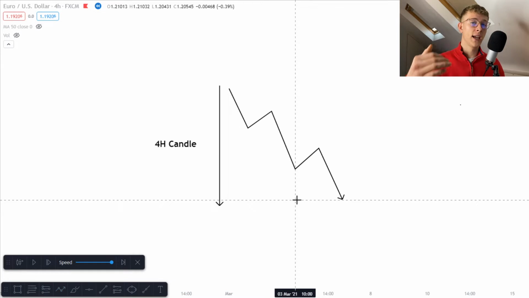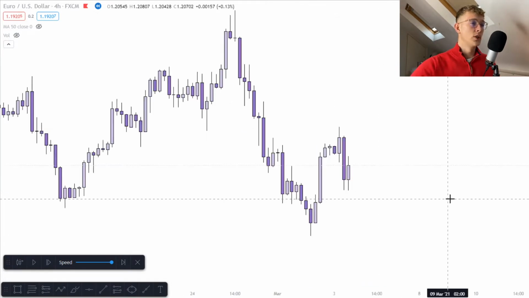Okay, so the example we're going to be taking a look at is going to be within the downtrend, but the same applies for an uptrend. Everything I'm going to be saying, you can implement it and use it for trading and finding entries within an uptrend. Okay, so take a look at this chart.